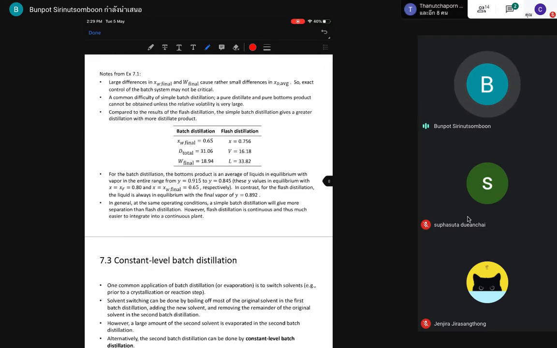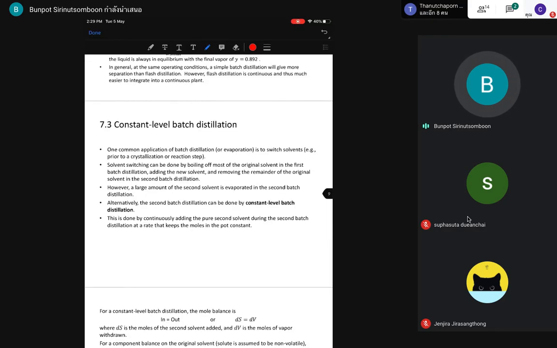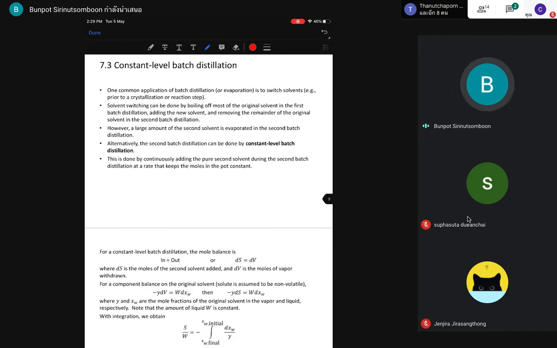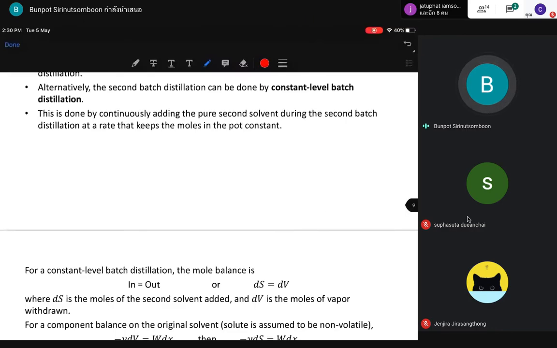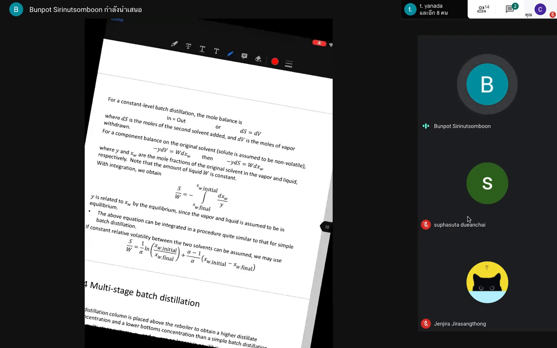Okay, and next is the constant level batch. This one is a special case. It is when you want to switch the solvent. This technique is used when you want to switch the solvent.